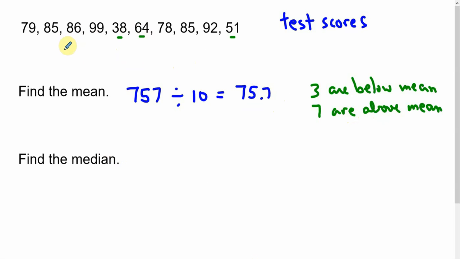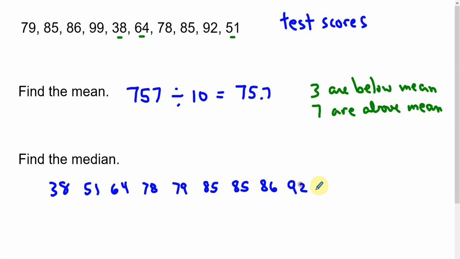Okay, but now let's do the median. So let's put these in order. 38, 51, 64. This is, of course, easy to do, but also easy to make a mistake. And I think that's correct. But there are 10 numbers, right? So if I pick this number, there'd be 4 over here and 5 over here. So 79 is not the number in the middle.